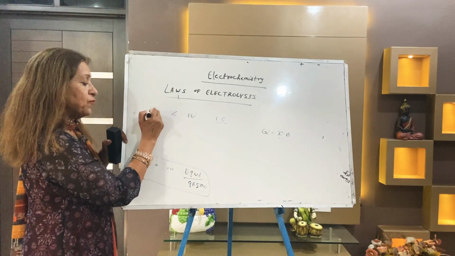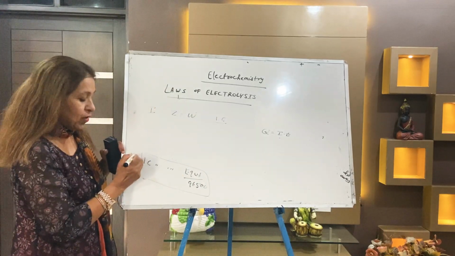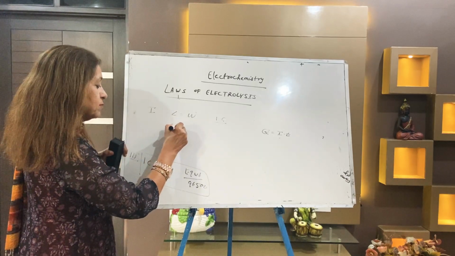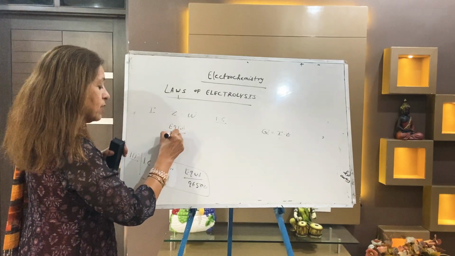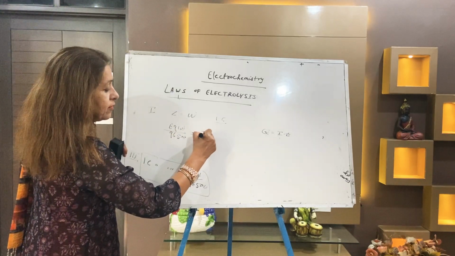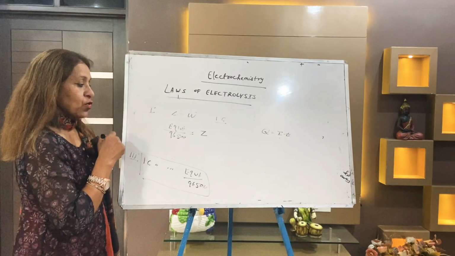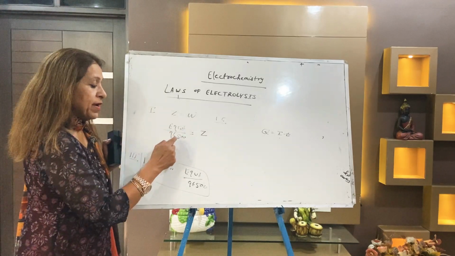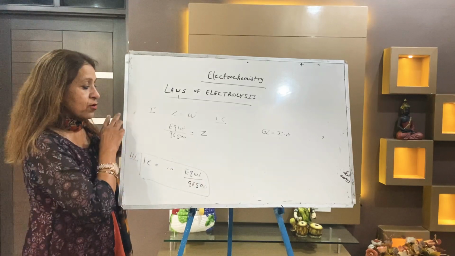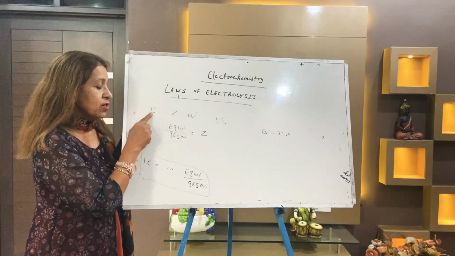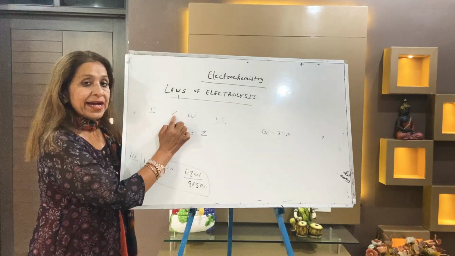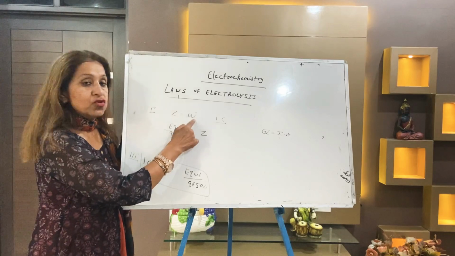So if you combine points 1 and 3, what comes? That comes equivalent weight divided by 96500 is equal to Z. So Z is equal to equivalent weight by 96500. You can write here, that is Faraday's first law of electrolysis. So the last line of the first point is, what is Z? Z is equal to W.